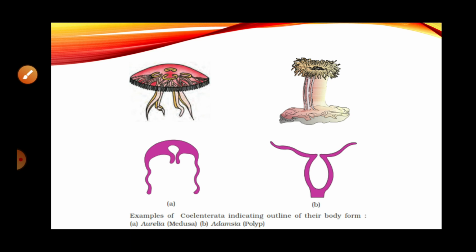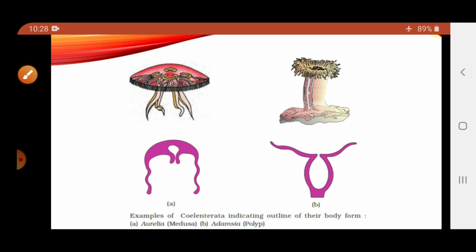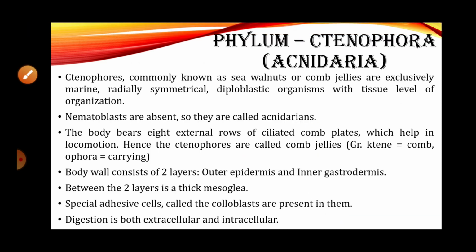These are the examples. The first one is Aurelia, which occurs in medusa form, and the second one is Edemptia, which occurs in the polyp form. See, this is the cylindrical form and this is the umbrella form. Here the mouth is on the upper side, and here the mouth is on the downward side. So that was regarding the Cnidaria.